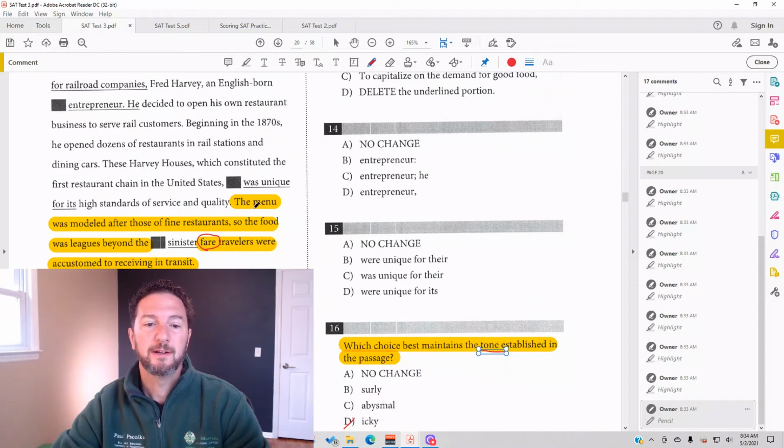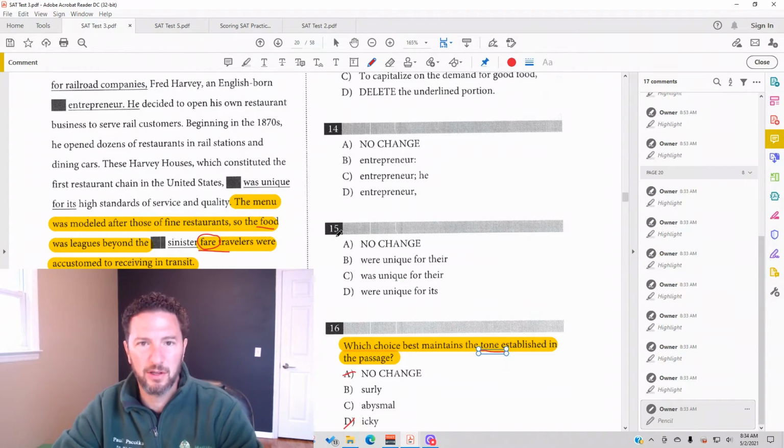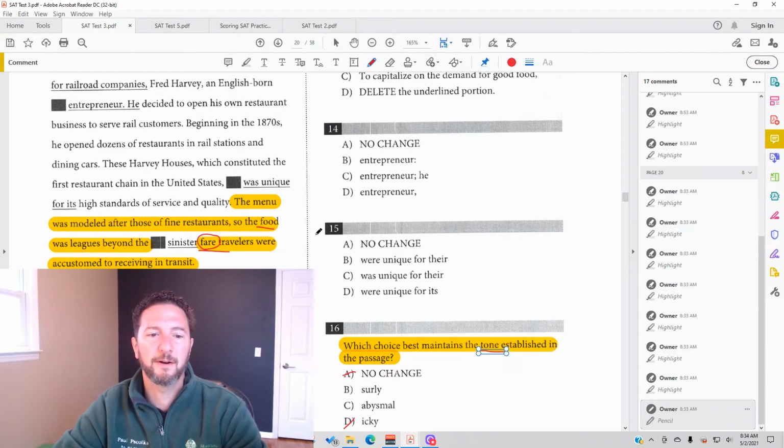It means evil. The menu was modeled after the menus of fine restaurants, so the food was leagues beyond the evil food travelers were accustomed to receiving in transit. Food can't be evil. How was your steak? Well, it tried to stab me. No.